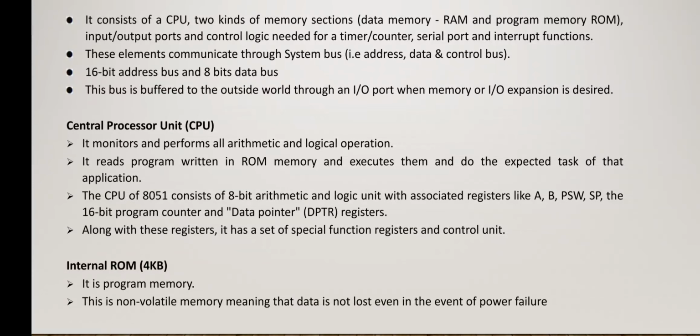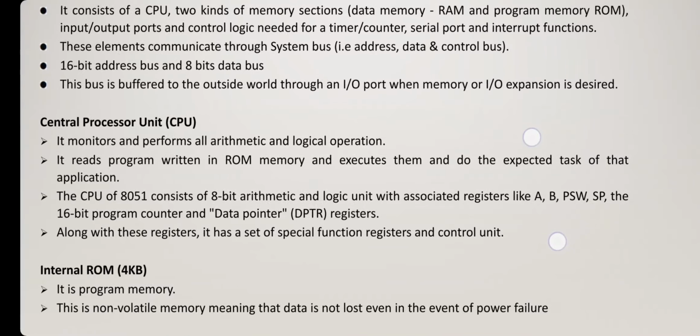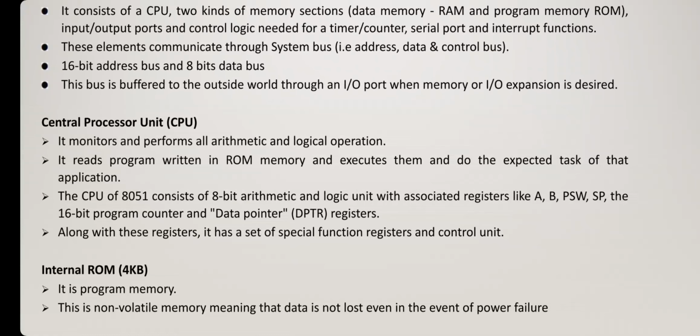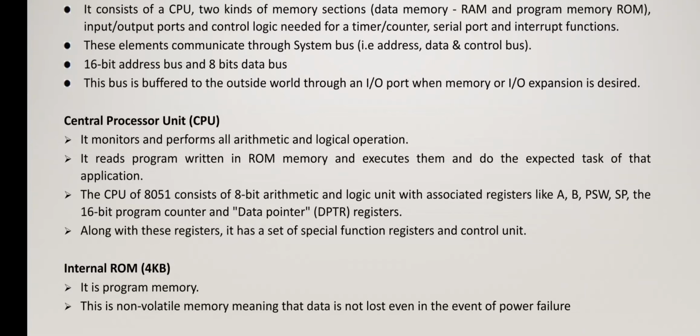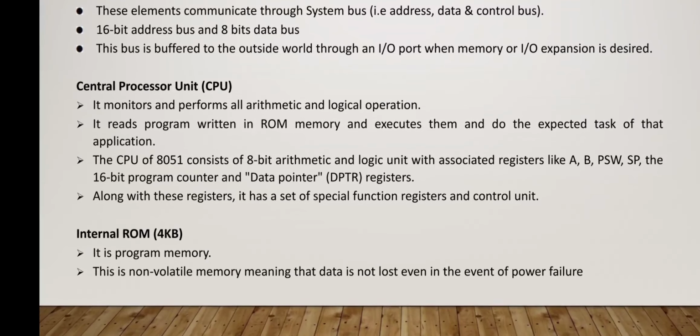The CPU of the 8051 consists of an 8-bit arithmetic and logic unit with associated registers like registers A, B, PSW, that is the program status word or flag register, which provides the status of the result in the accumulator, and SP, that is the stack pointer, and a 16-bit program counter and a 16-bit data pointer, that is the DPTR register. These are the registers found in the 8051 microcontroller. Along with these registers, it has a set of special function registers and a control unit. These are included in the central processing unit, that is the CPU.